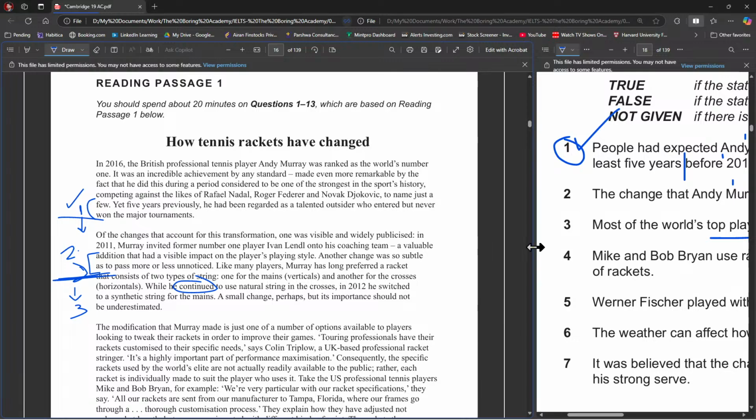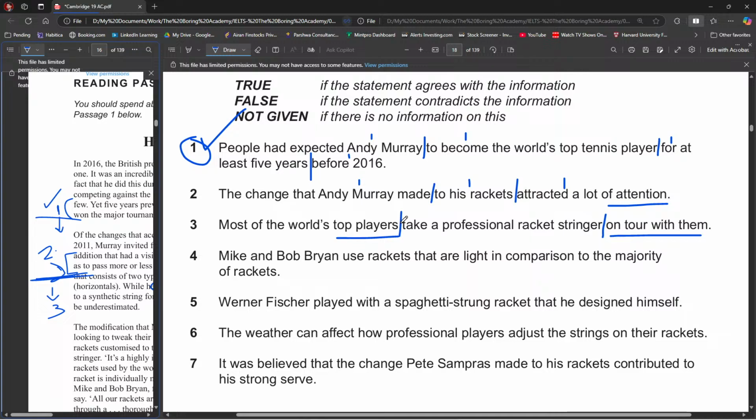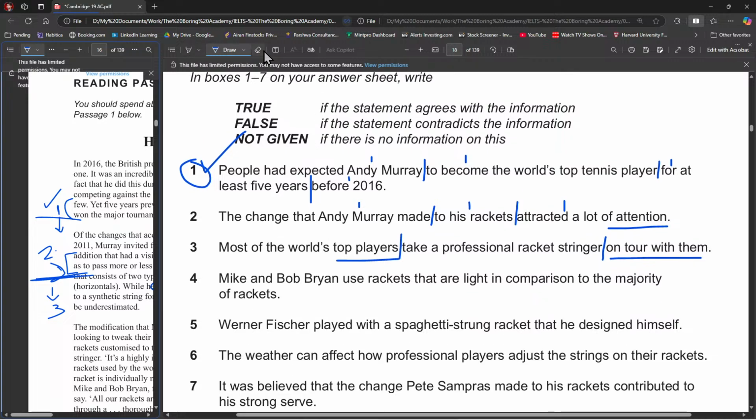That is one thing. Second thing is, you can ask individual questions to these points, and we can find this information individually. For instance, the moment you find people had expected something from Andy Murray, that means this information is given. This is true. Let's say you also find the second information, to become the world's top tennis player. We also found the information. At least 5 years, this is also found. But this thing is given in the passage as 2015, not 2016. So we found that one piece of information is wrong and the rest is right. So what would the answer be?